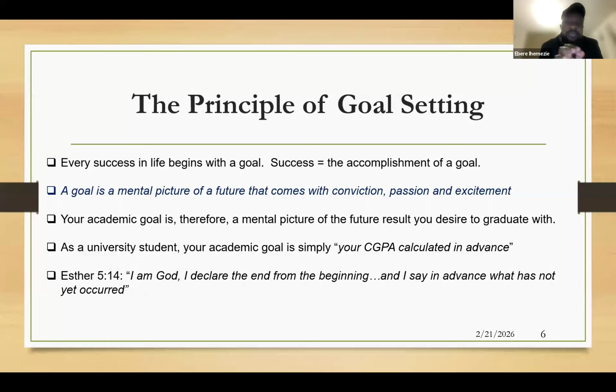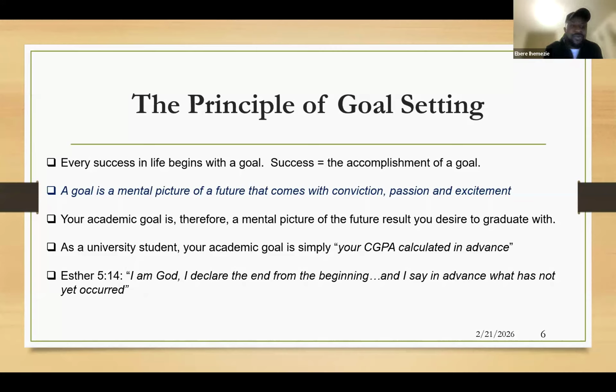So the first principle, which I consider very foundational, is the principle of goal setting. Every success in life begins with a goal. If you look at the dictionary definition of success, it defines success as the accomplishment of a goal. So what this means is that there is no success without a goal. This tells you how important a goal is.